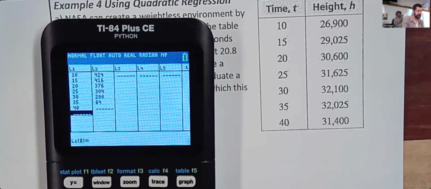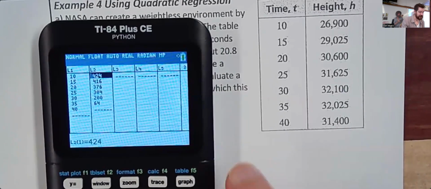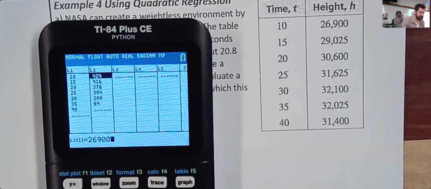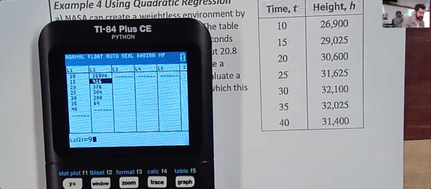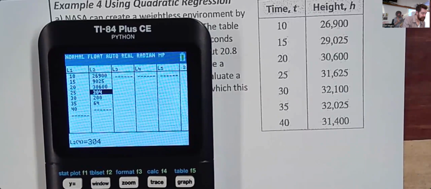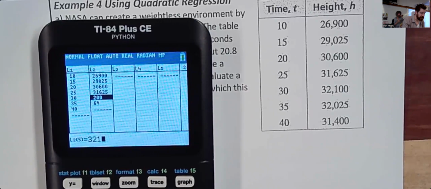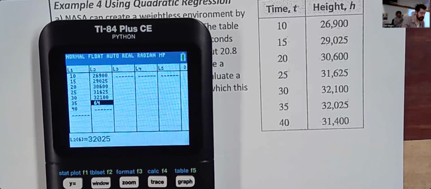And then we're going to have our other values over here, starting with 26,900, and then 29,025, 30,600, 31,625, 32,100, 32,025, and 31,400.